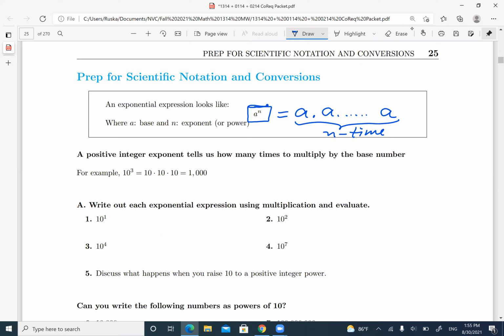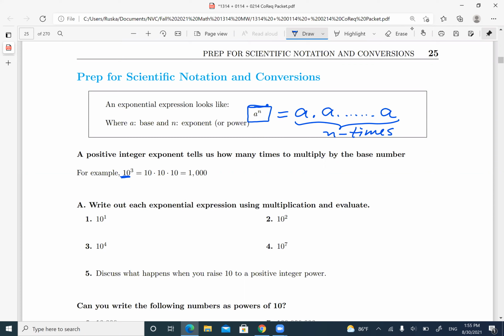Okay, that's what that means. For example, if you have 10 cubed, 10 with exponent 3, that means the base is 10, so multiplying 10 by itself 3 times, and that's going to give me 1,000. Now, when you multiply by 10, it's really easy because the exponent tells you how many zeros you're going to have. So 10 cubed has 3 zeros. 10 to the 5th is going to have a one with 5 zeros. So keep that in mind.